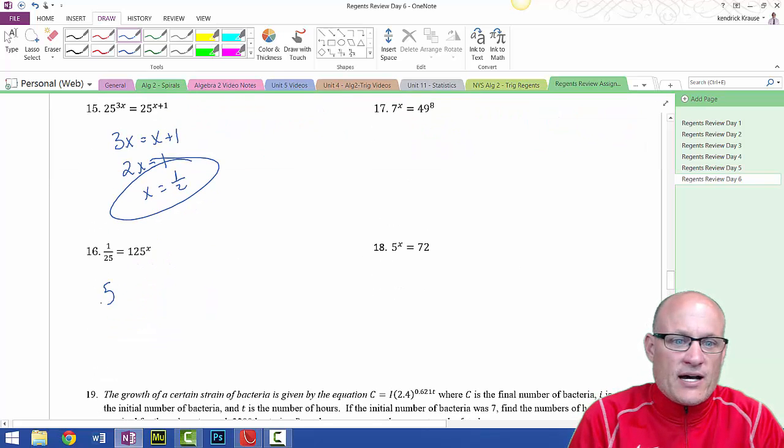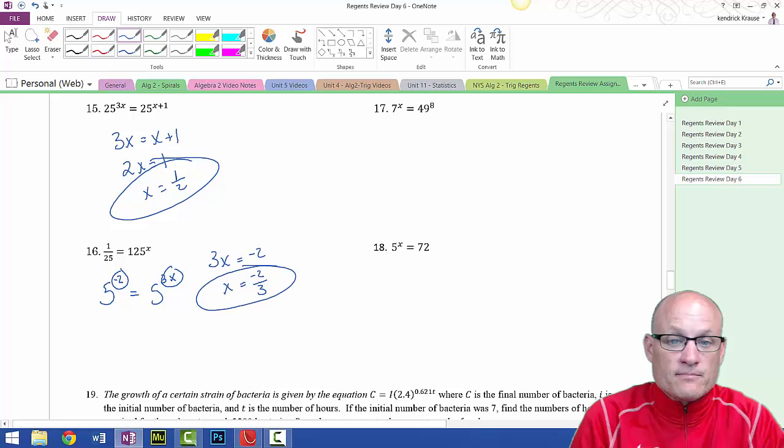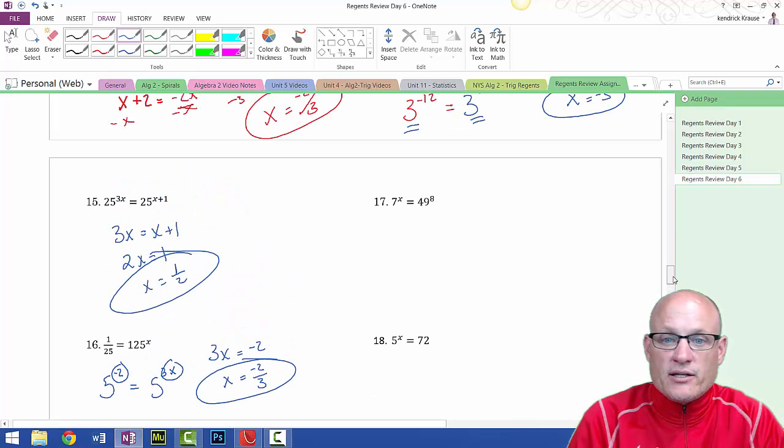25 is 5 to the negative 2, is equal to 125. Do you know that 125 is 5 cubed to the x? So now that I have that, I'm going to set these exponents equal to each other. 3x equals negative 2, or x equals negative 2 over 3. Almost done, kids.